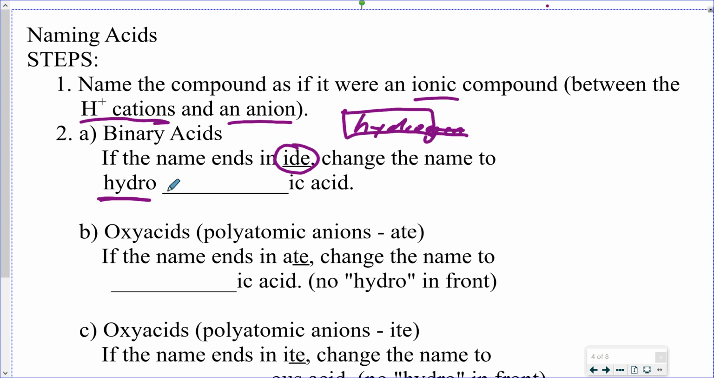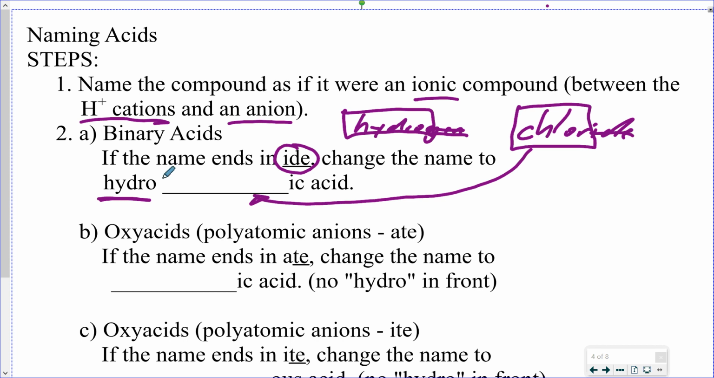What goes in this little space here is going to be the name of the anion minus the -ide. So if it is chloride, get rid of the -ide. This here is what's going to go in that little space. So I call this, well, it's called either the root and sometimes I call it the stem as well. And then we're going to change the ending to -ic and add in acid.